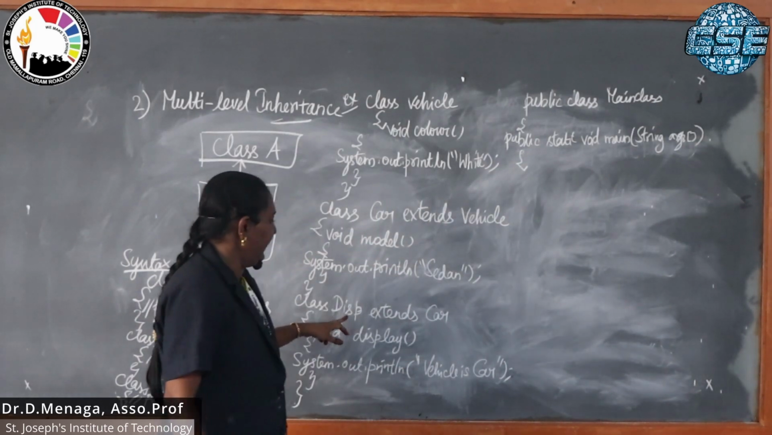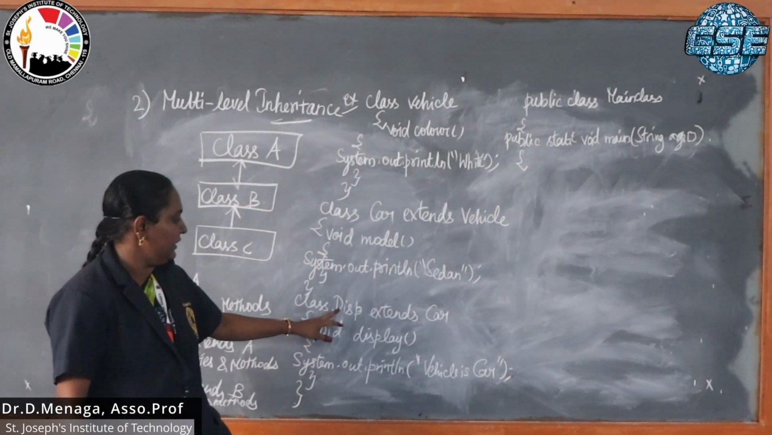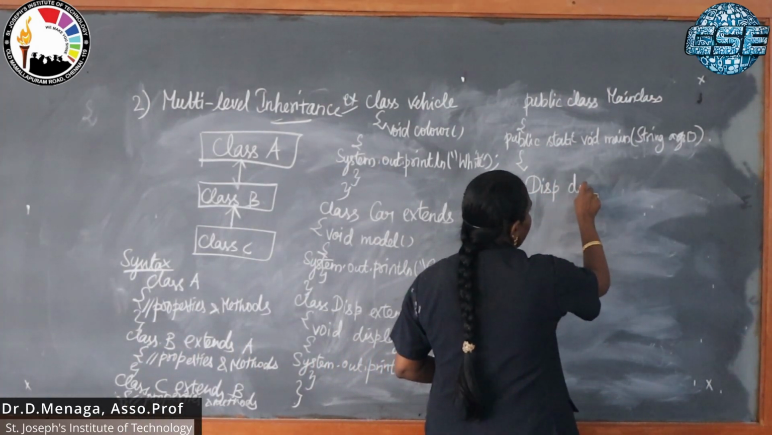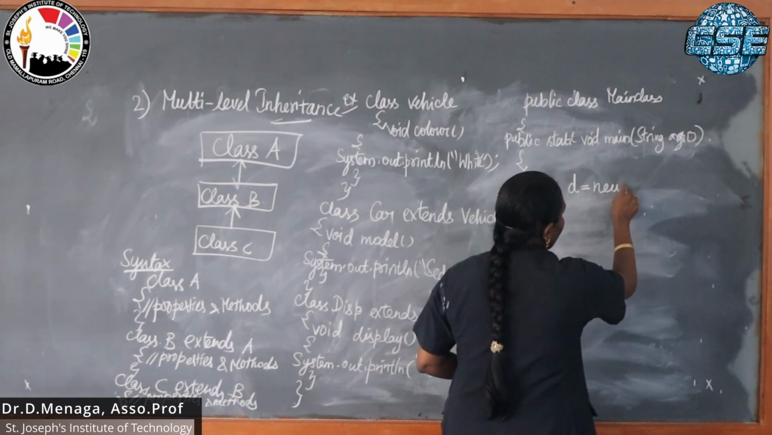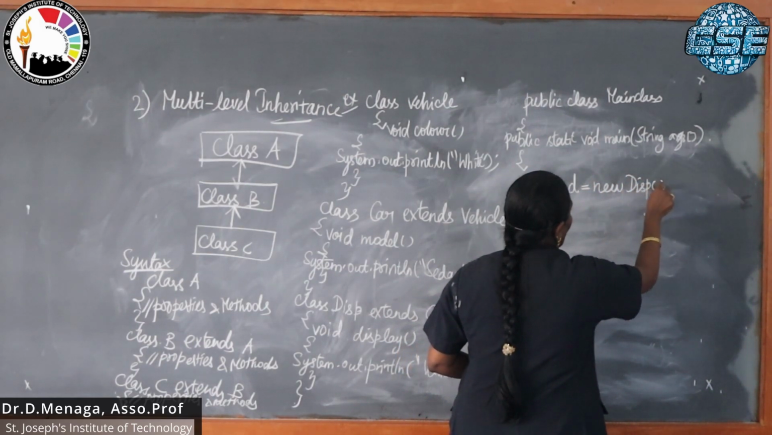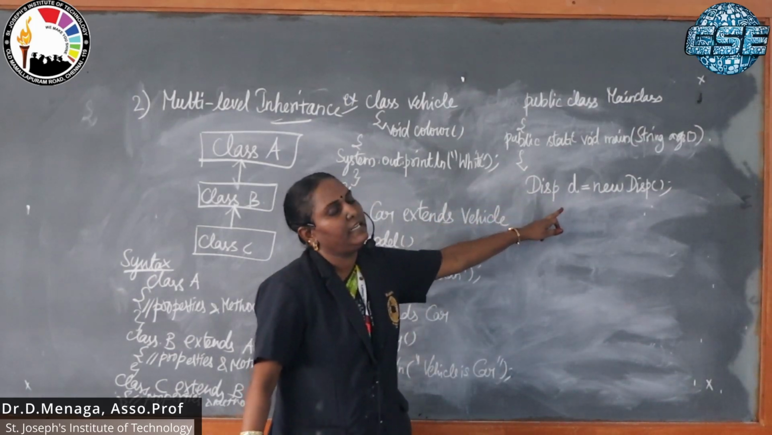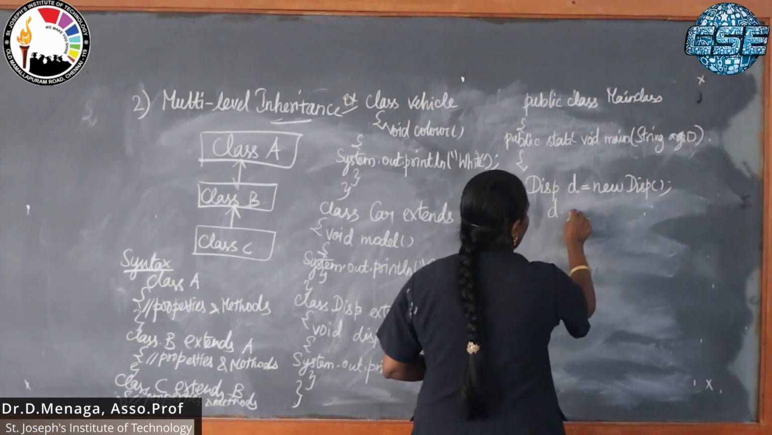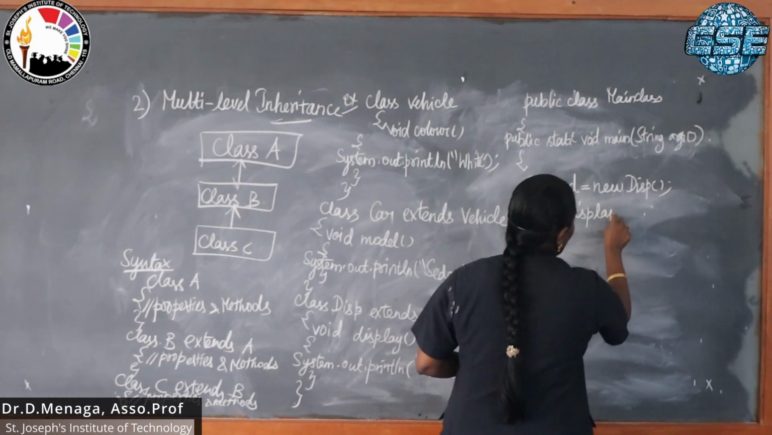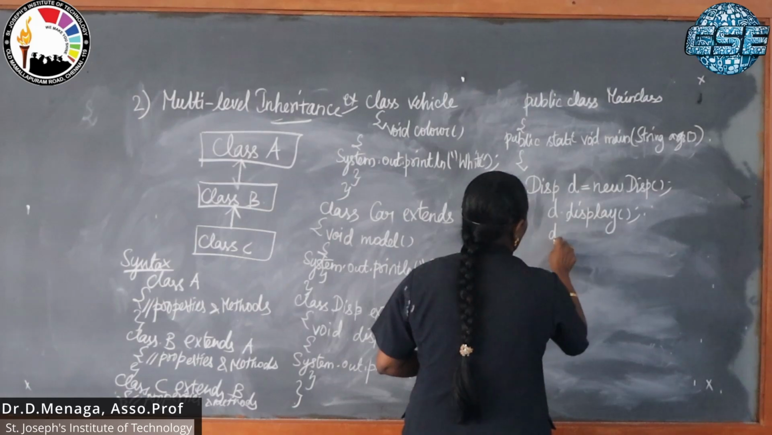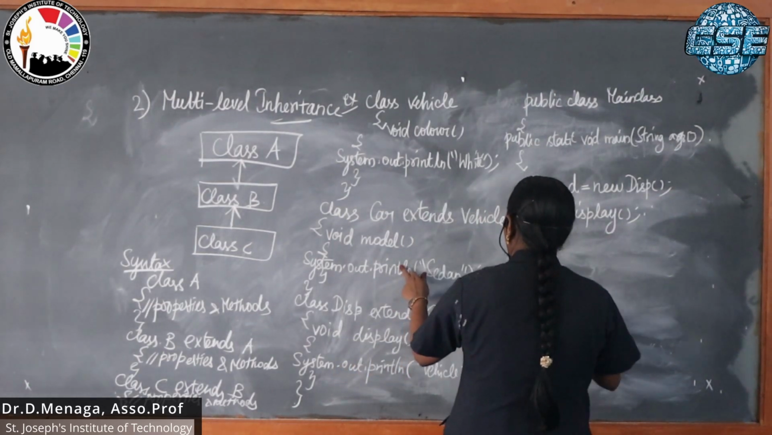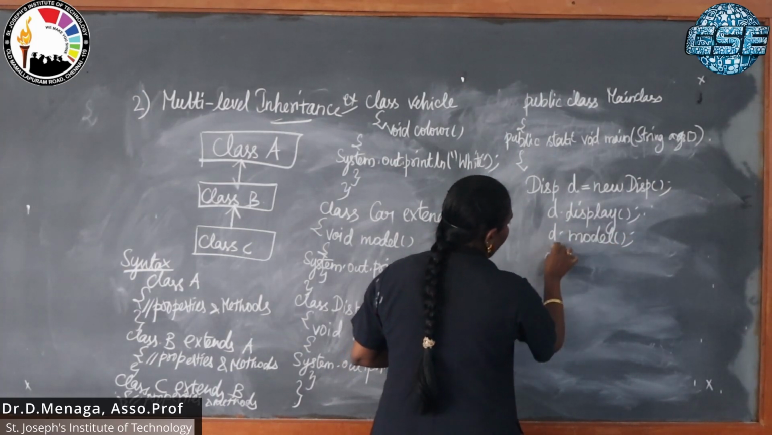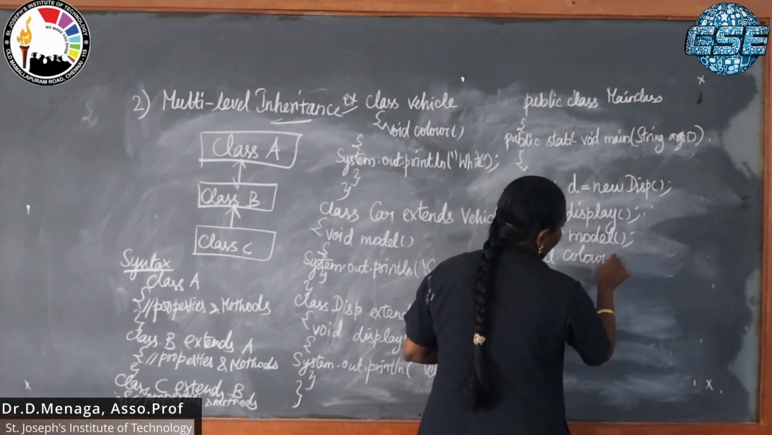So as we all know, we will be creating an object for the derived class. So here the derived class is nothing but disp, right? So I am creating an object for the derived class disp d equal to new disp of. So from this object I can access all the methods which are available in the classes. So I can give d dot display of, and then d dot model of, then d dot color of.